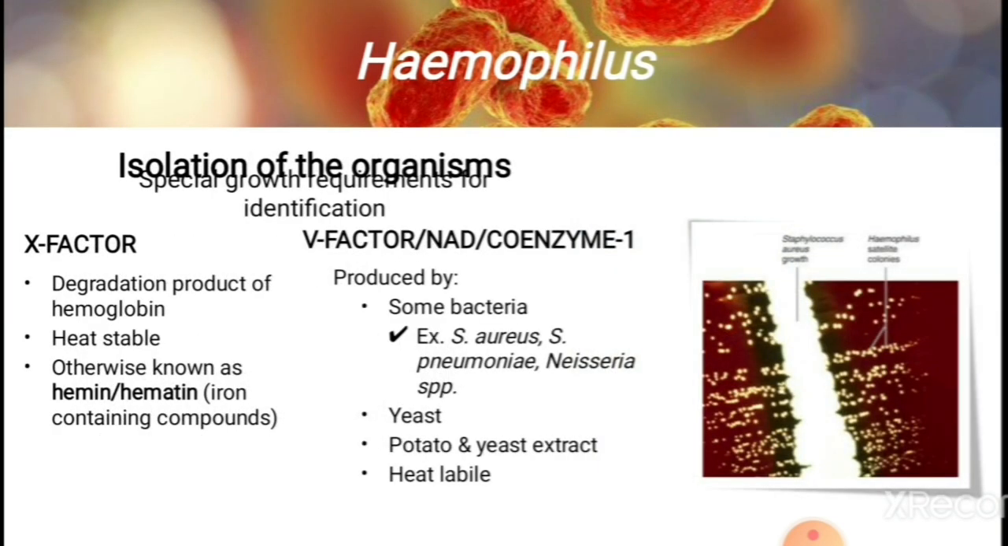Now let's proceed to the isolation of our Haemophilus species. So the special growth requirements for identification, as I have mentioned from the previous slides: we have the X factor and then the V factor. So X factor is otherwise known as your hemin or hematin. This is from the iron-containing compounds of our red blood cells. And then V factor is otherwise known as your NAD or coenzyme 1. So this V factor is produced by some bacteria such as S. aureus, S. pneumoniae, and Neisseria species. X factor is a heat stable factor while V factor on the other hand is heat labile.